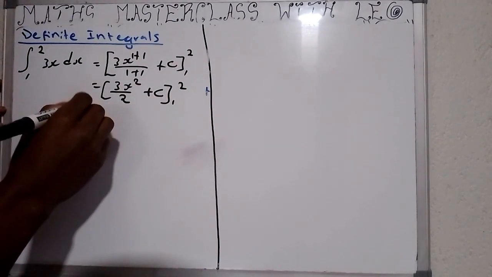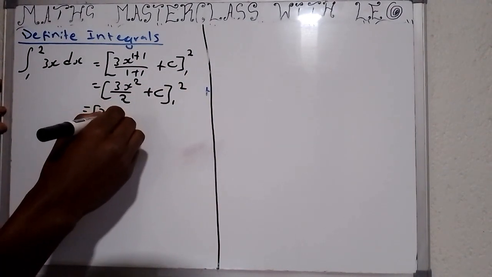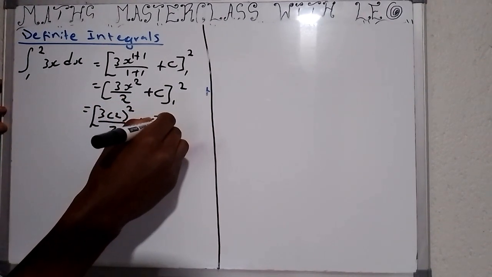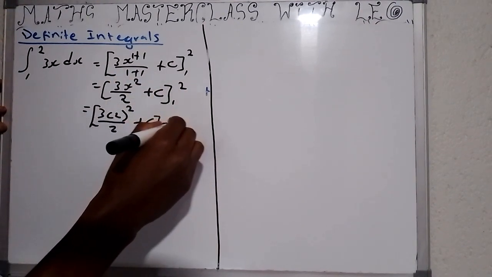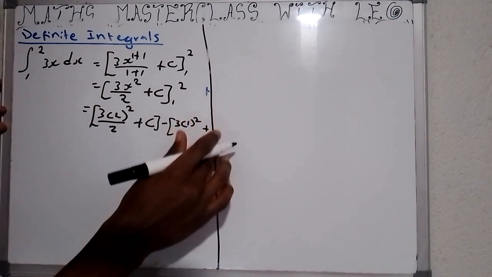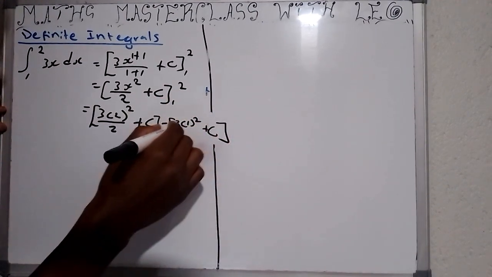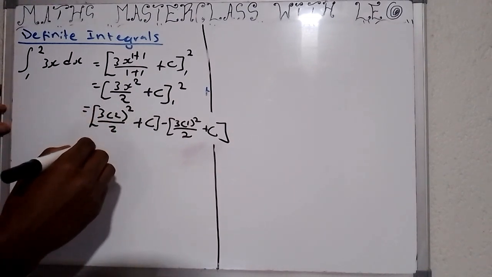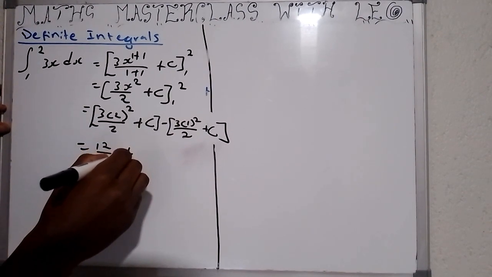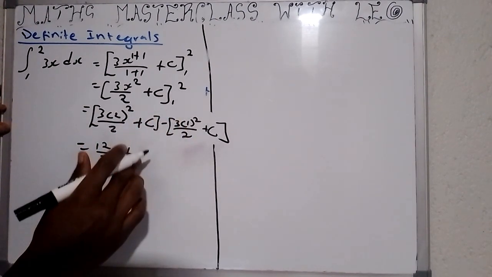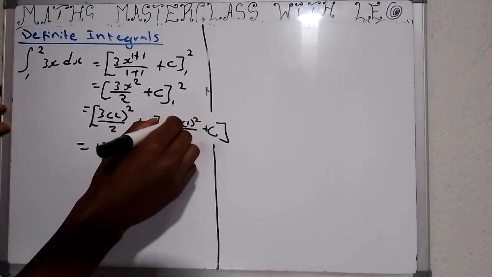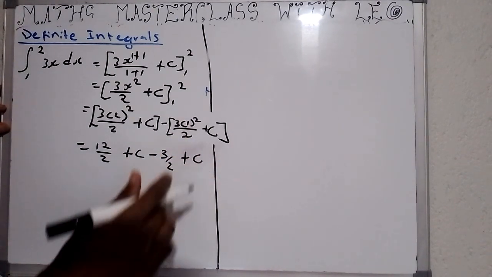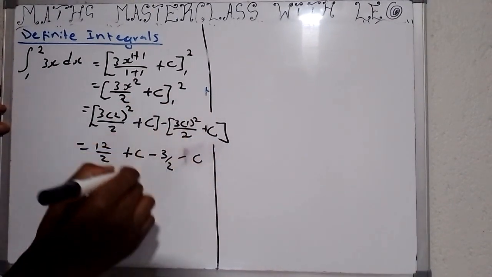But I know my conditions, so I'll have 3 into 2 squared over 2 plus c, subtract 3 into 1 squared over 2 plus c, right? And then what am I going to get here? I believe it's going to be 12 over 2 plus c, minus 3 over 2 plus c. Not plus c, but minus c. Negative and positive is negative.